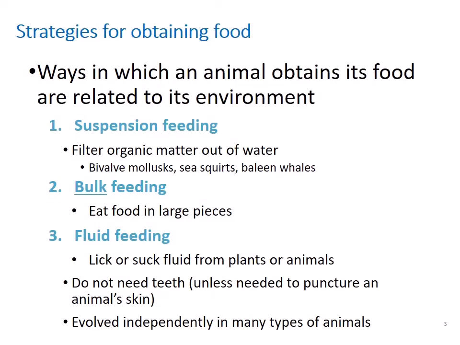As far as obtaining food goes, different animals obtain their food differently. Suspension feeders are kind of like filter feeders. They filter organic matter out of water. This includes a bivalve mollusk, like a clam, a sea squirt, or a baleen whale. Then bulk feeders eat large pieces of food. And then fluid feeders, just like what it sounds like, either lick or suck fluid from plants or animals. They typically don't have teeth, although some of them have teeth to puncture an animal's skin. And fluid feeding has actually evolved independently in many different animal types.